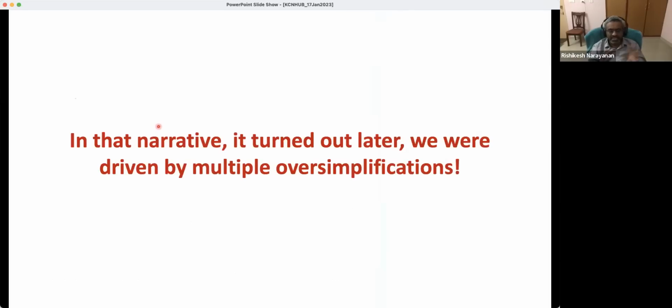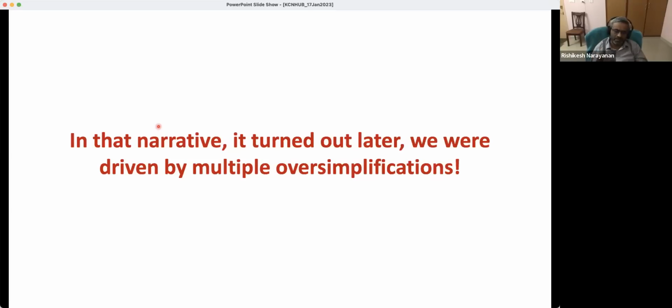In this narrative of having a simplified neural structure with synaptic learning as the fundamental substrate for learning, it turned out that we were driven by several different oversimplifications. What I'm going to do in today's talk is pick 5 of them. Those 5 are, as I mentioned in the abstract, just a subset of the oversimplifications that are out there. I'll list some others at the end, in the last slide.